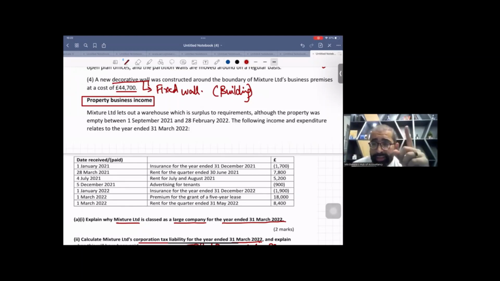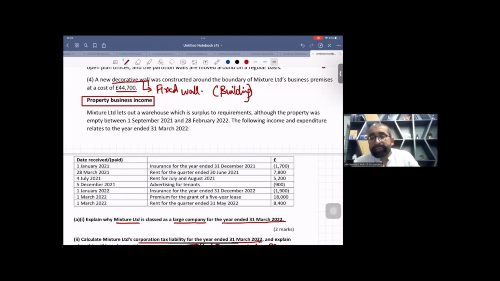Listen, for individuals, property income is taxed on receipt basis, cash basis. But for companies, it's accrual basis. Remember, for individuals, property income is taxed on cash basis, but for companies, it's accrual basis. Right now, we are doing companies, not individuals, so it's accrual basis, okay?